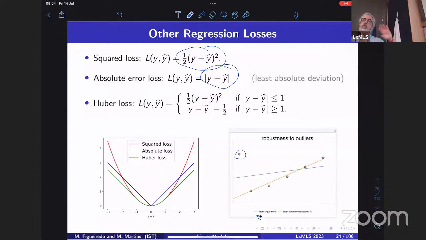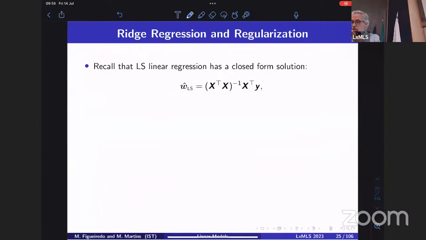because it doesn't care about where the points are other than if they're above or below the line. They don't care where they are. Just above or below. It's above, it's okay. It's below, it's okay. So that's why it's called robust. Okay.